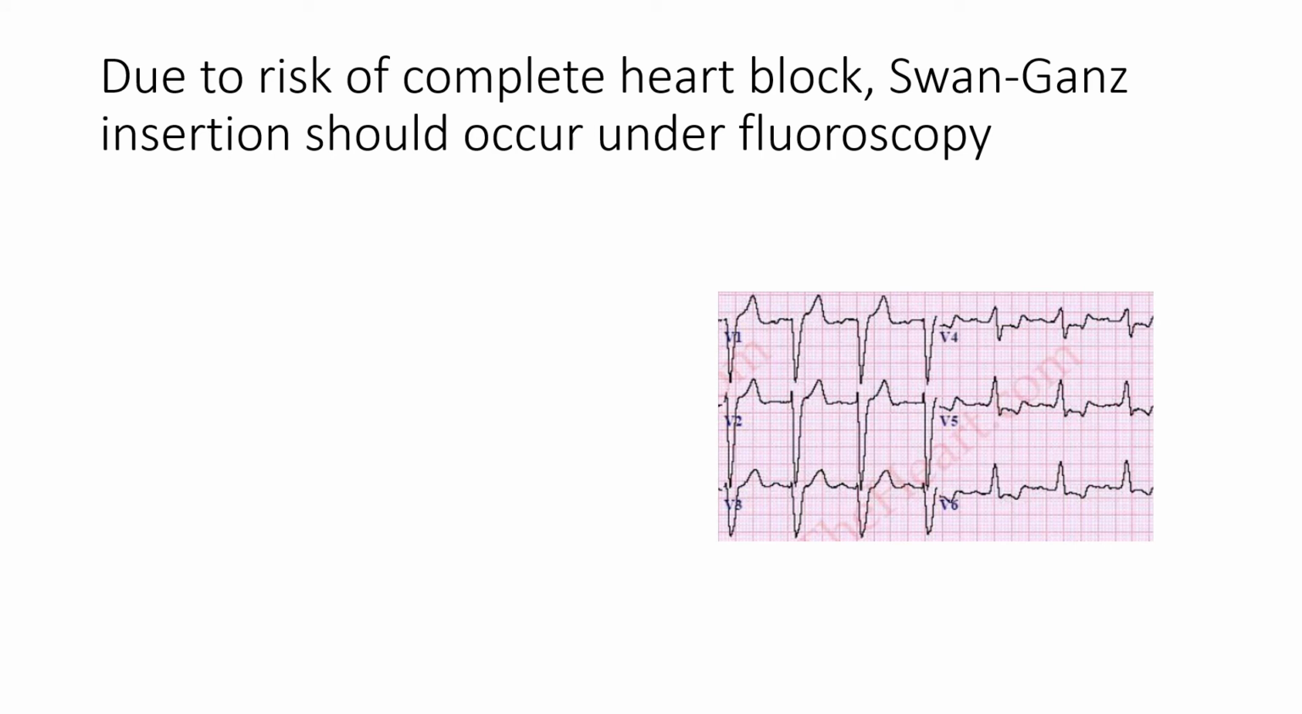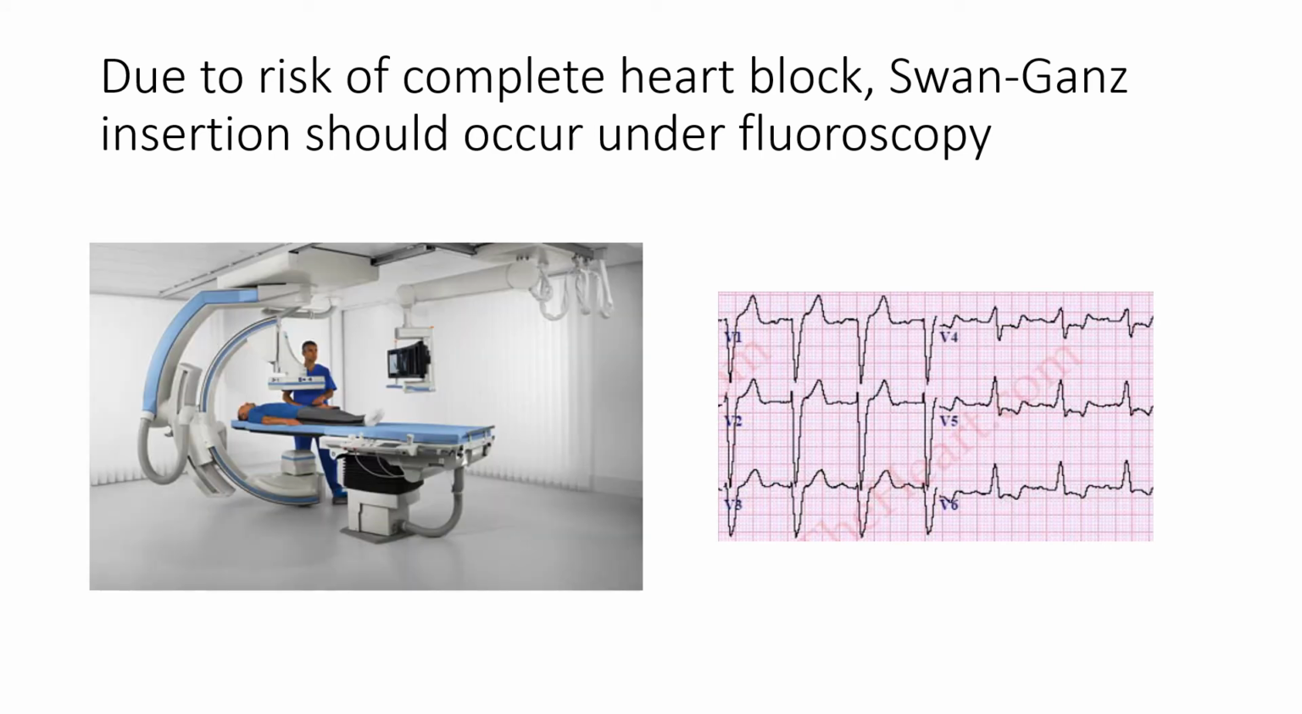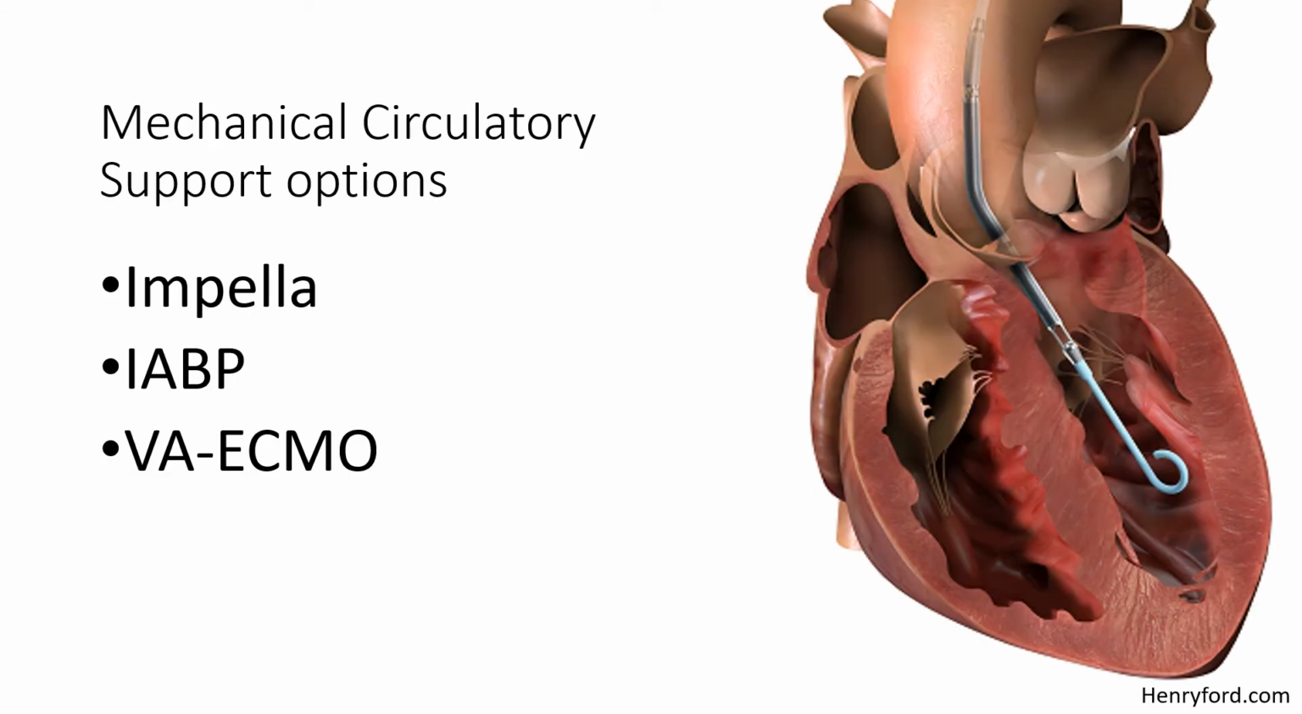So if you see this EKG, which shows the left bundle branch block, you should think about fluoroscopy. The idea here is that anytime you insert a catheter into anywhere where it can go, it can always perforate something. So that's something to be aware of.